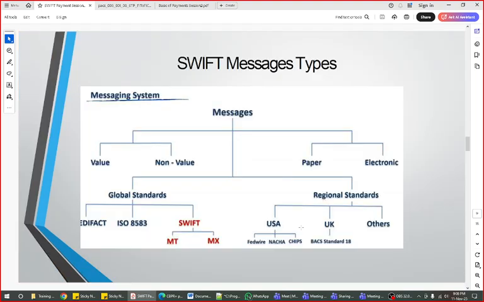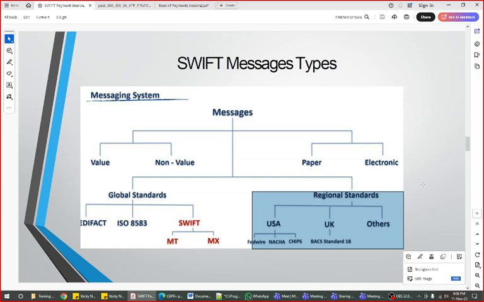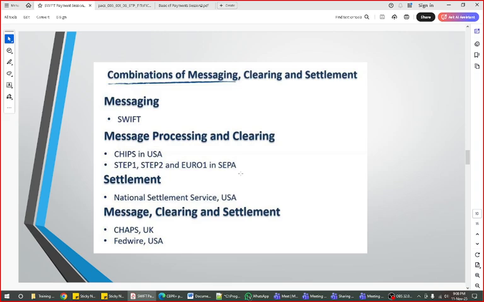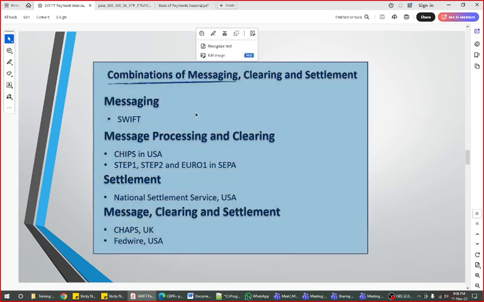Okay, then we have discussed initially which part we are going to study. We are going to study Swift messages of MT and MX. Other parts are legacy systems; they are currently used, but they will not be used in the coming months. There are different messaging systems, only one Swift, SEPA is also there, but SEPA is converting to ISO 20022.